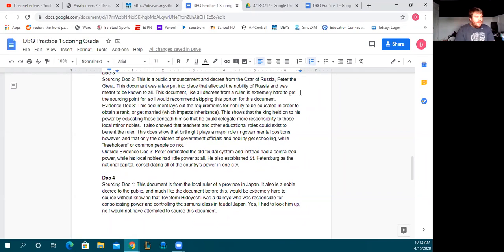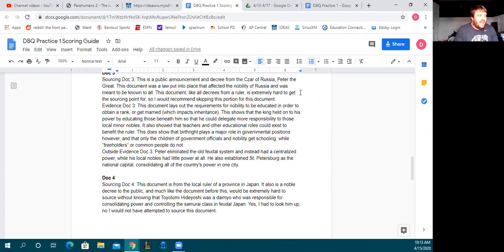So there's that part. For the evidence, within this document lays out the requirements for nobility to be educated in order to obtain a rank or get married. Talks about that a lot. The reason that's important is for inheritance. Women were not able to inherit property, so the only way that you could essentially distribute your property and have any of your children inherit your goods is if they were able to get married and inherit it, right?